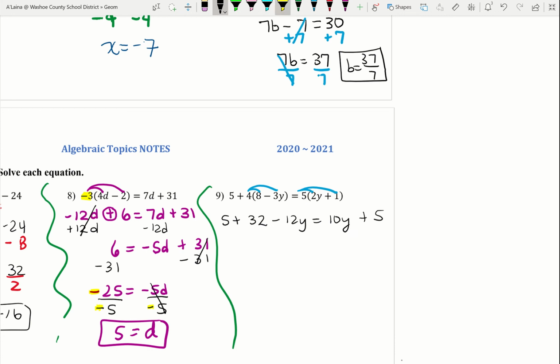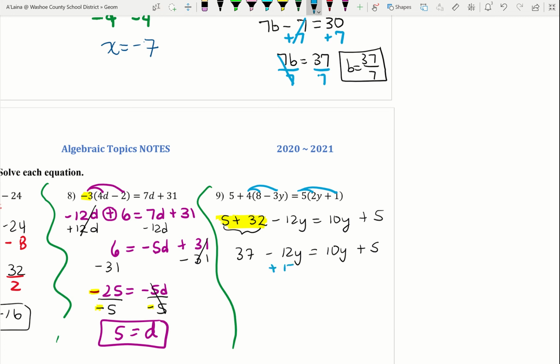All right, step 2 would be to combine like terms as long as they're on the same side. So this 5 and this 32 are like terms. They don't have a variable. They're just constants, so I can combine them together as a 37, and I'm going to rewrite my equation. Although 12y and 10y do have the same variable to the same power, because they're on different sides of the equation, they are not considered like terms.